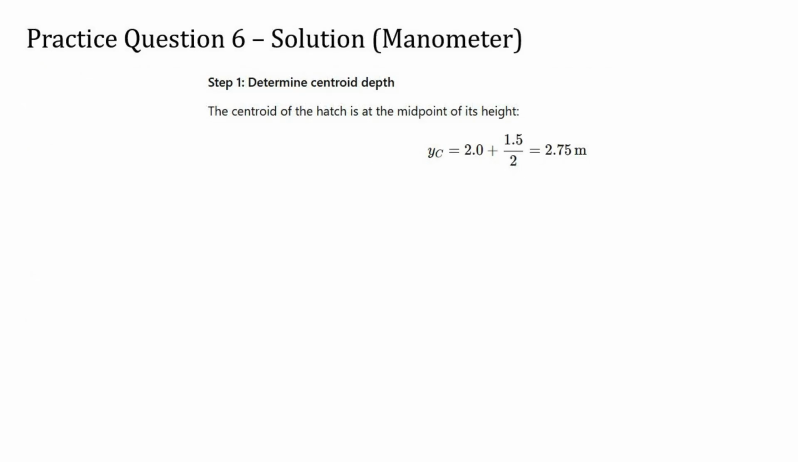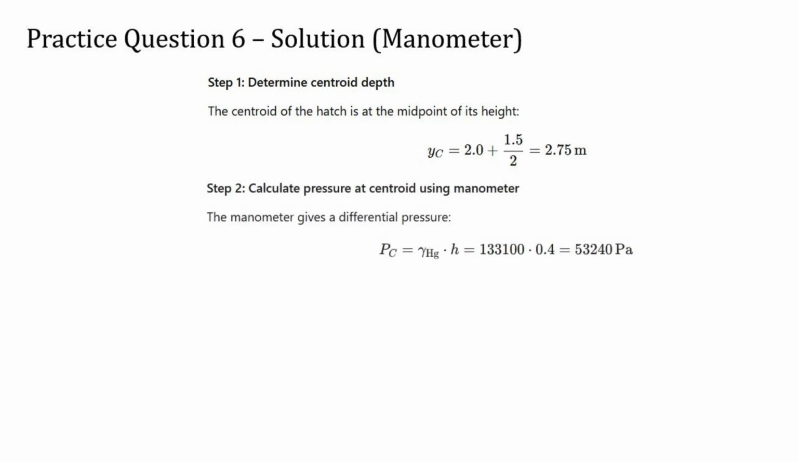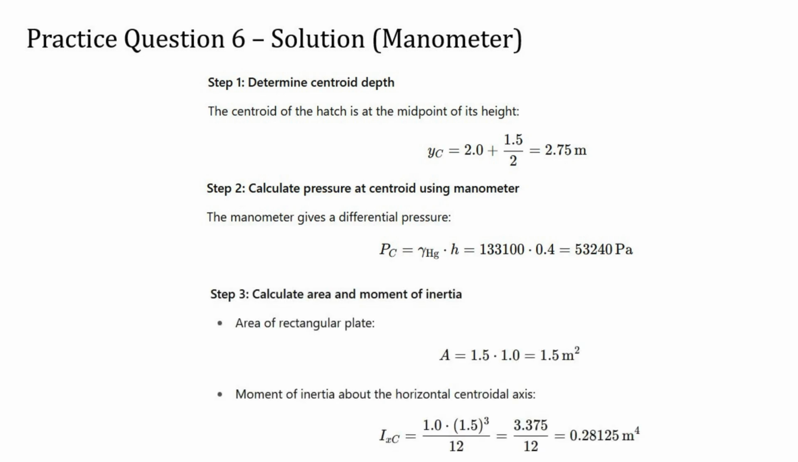We begin by locating the depth of the hatch's centroid. The centroid of a rectangular shape is at its midpoint, so since the hatch is 1.5 meters high and its top is 2 meters below the liquid surface, the centroid lies 2.75 meters below the surface. Next, we determine the pressure acting at that centroidal location using the manometer reading. The manometer shows a differential mercury height of 0.4 meters. Using the specific weight of mercury, we find that the pressure at the centroid is 53,240 pascals.